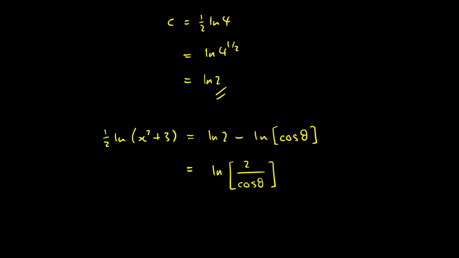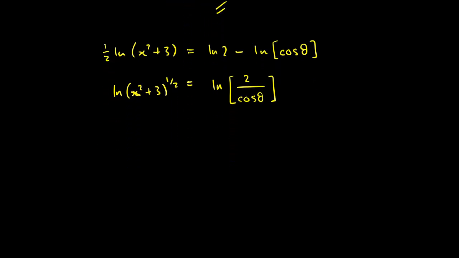Then on the left-hand side, a half ln x squared plus 3, well, I could use another logarithmic rule and write that as ln x squared plus 3 to the power of a half. So in other words, I take that coefficient of the ln and I bring it up as a power. Well, if that's the case, then the two arguments of the lns here, this thing, x squared plus 3 to the power of a half, and this thing, 2 upon cos theta, they must be equal.